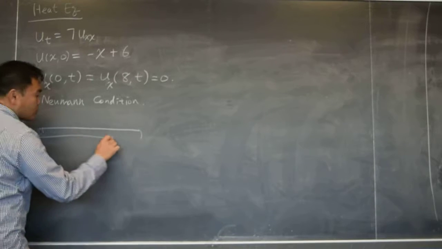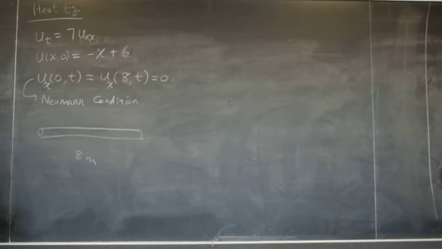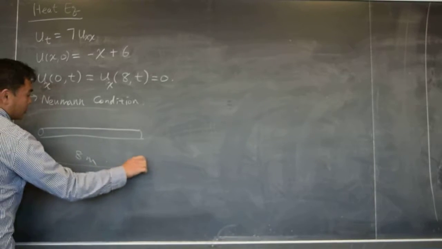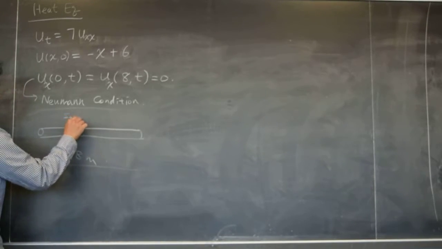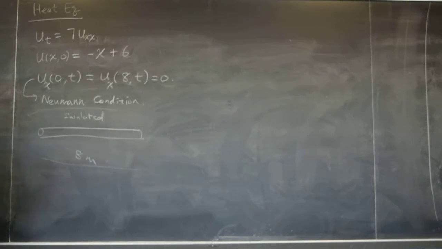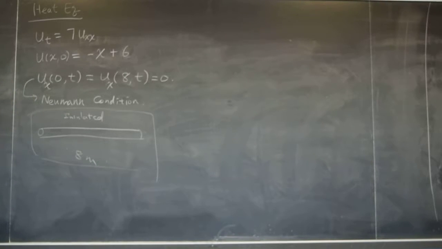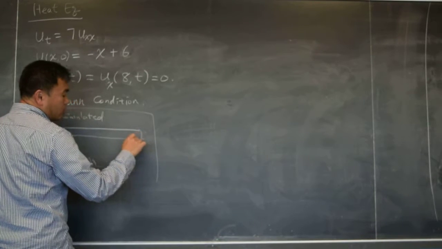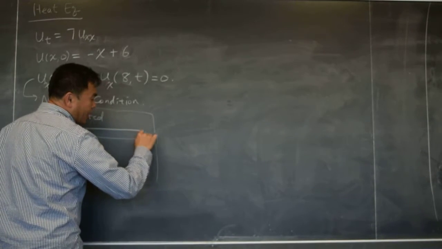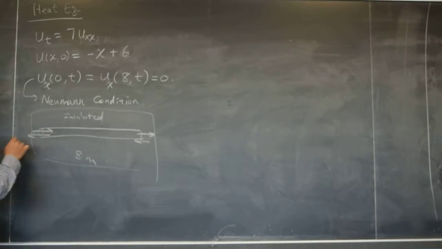So you have this length 8-meter rod, and it's inside an insulation. Insulated here and there, so it becomes a one-dimensional problem. And not only that, it also has this insulation at the end. So, because there is no heat going out or coming in, same thing over here, there's nothing going in or coming out.